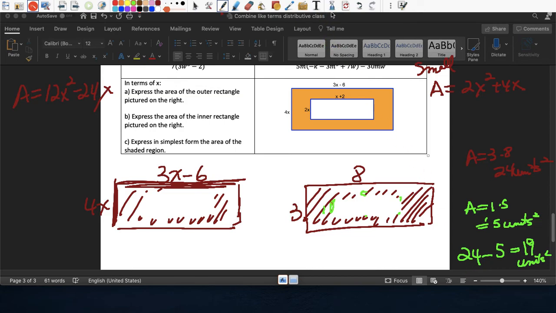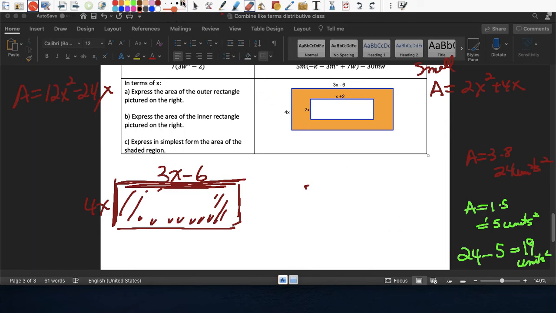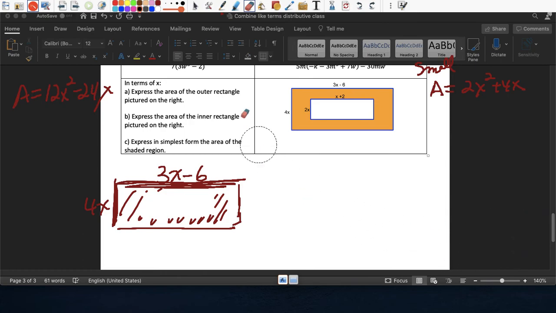Okay, so going back to our non-numerical problem, what was the area of the big rectangle? The area of the big rectangle is 12x squared minus 24x. And I'll put that in parentheses because this whole thing represents the area. The whole thing represents this area right here. And from there, we're going to cut out a piece in the middle, represented by green. This rectangle in the middle that you see here was cut out.